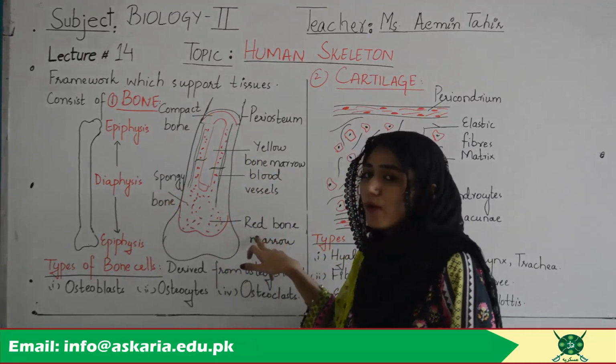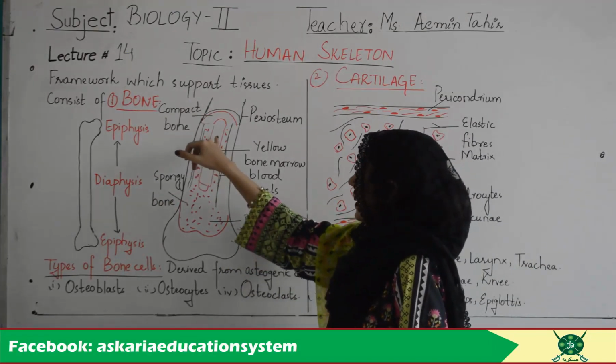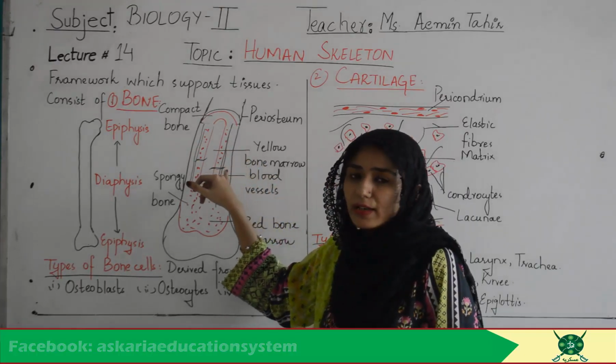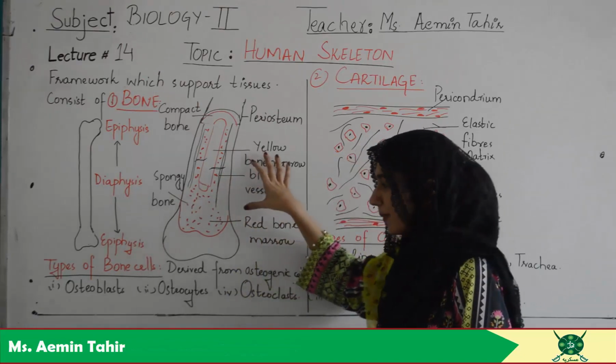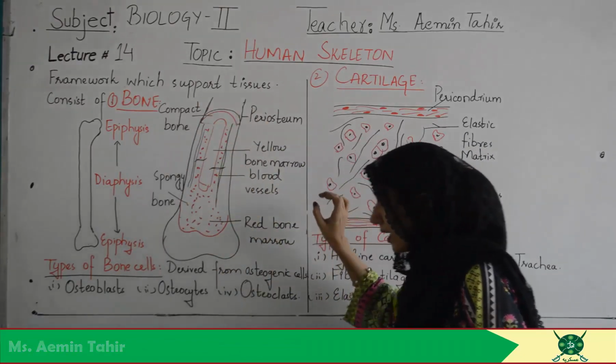It contains red bone marrow where cells are present. Endosteum also contains yellow bone marrow and it has a rich supply of blood vessels present in it. This is the internal structure of bone.